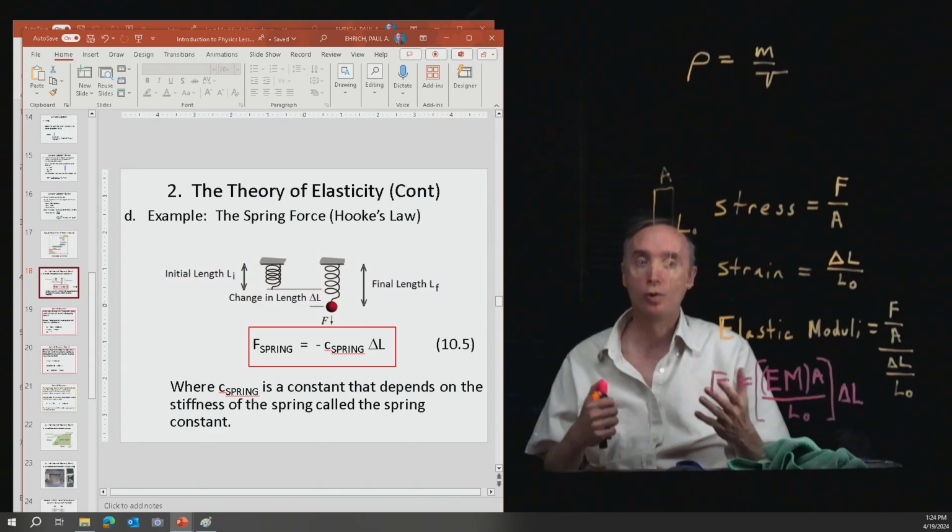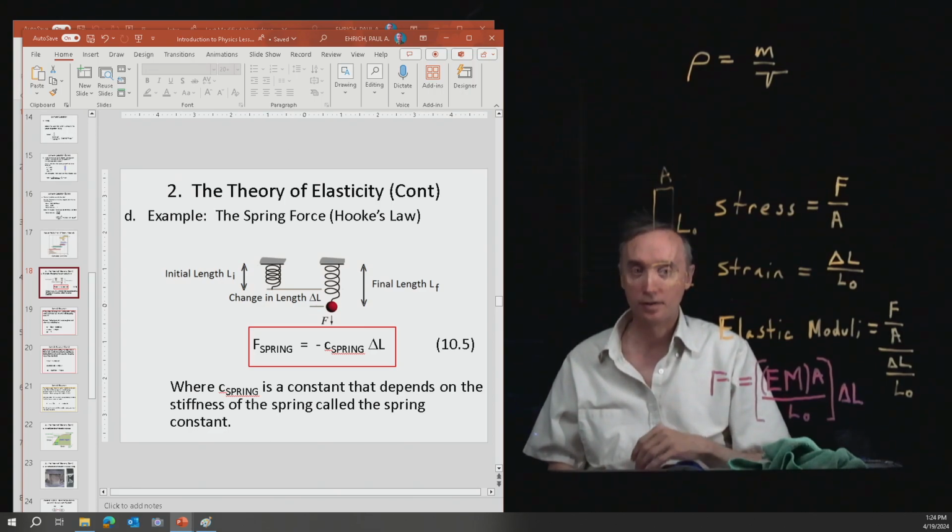So this is what I would want you to understand if you were taking a course, that the formula for the force on a spring is going to depend on what the spring is made of, so that's going to be incorporated into the spring constant, and then how far does it stretch, so that's going to be delta L.